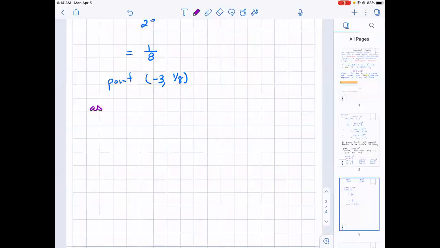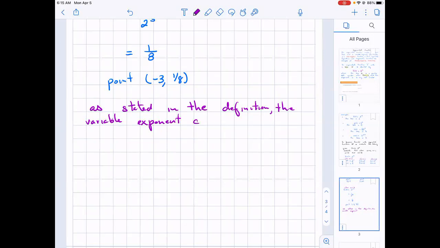So as stated in the definition, your variable exponent can be any number, meaning that it could be a positive or a negative number. So once we know how to evaluate any x, we are able to graph or see what the graph of an exponential function looks like. And that will be our next thing to master.